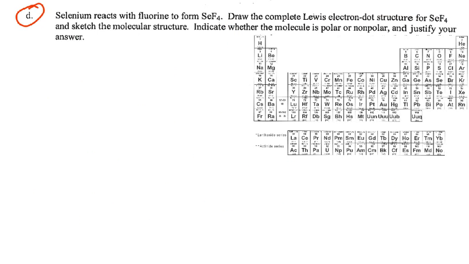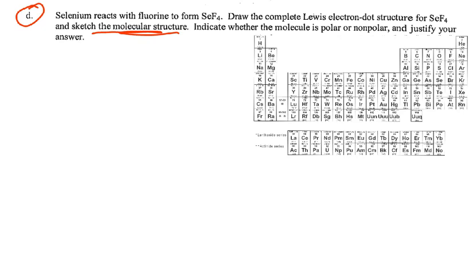All right, and then finally D. Now D is more of a bonding question, and it won't be on Thursday's test. But we might as well look at it because that's what we're doing in our next unit. So selenium reacts with fluorine to make SeF4. Draw the complete Lewis electron dot structure for SeF4 and sketch the molecular structure. You notice that's kind of an interesting one. They want you to make somewhat of a sketch to represent it accurately. So let's see how we might do that.